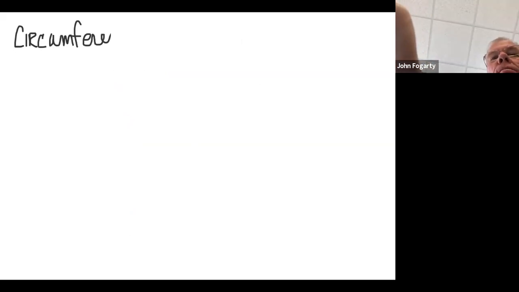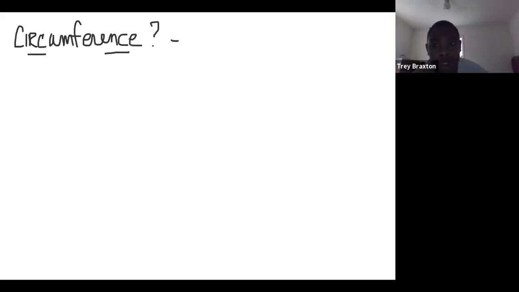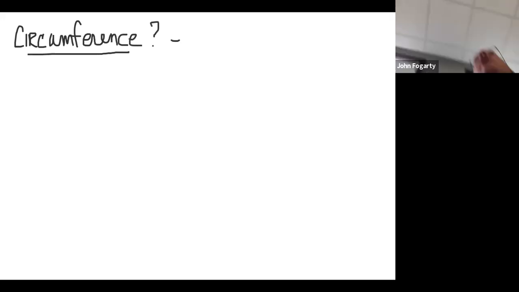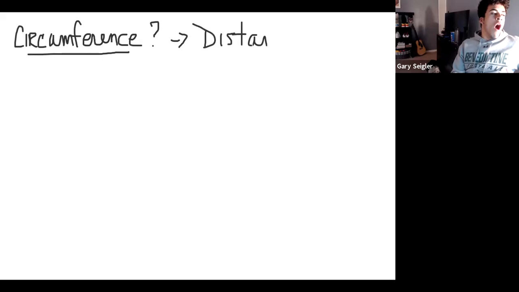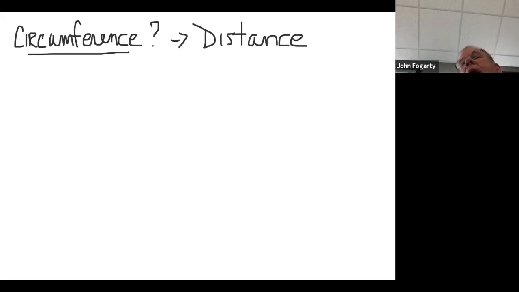All right, so now we're going to start dealing with circumference. What's circumference? The round part of the circle? What do you mean, the round part? It's a length, a measure of the length of the outside. It's a perimeter, a measure of distance. So it's how far it is to go around the circle.